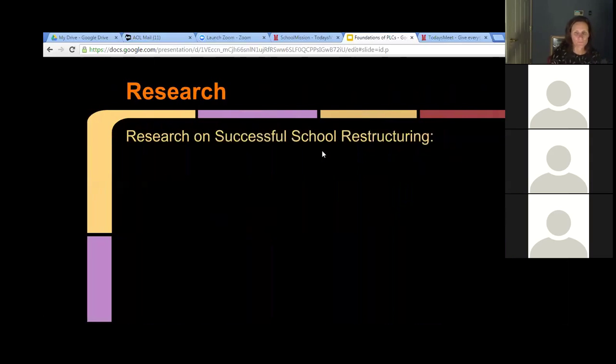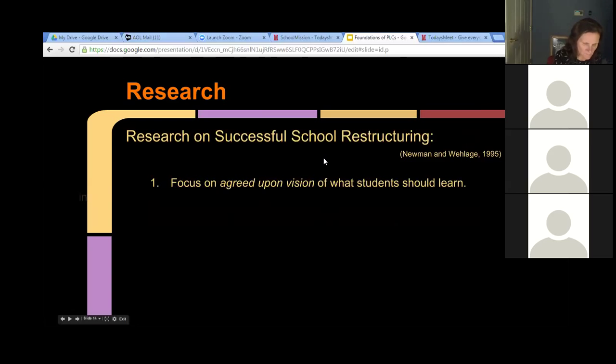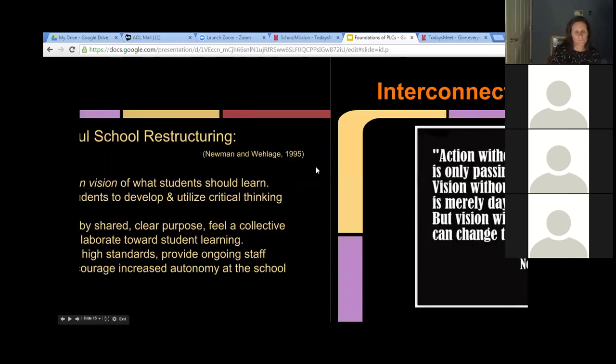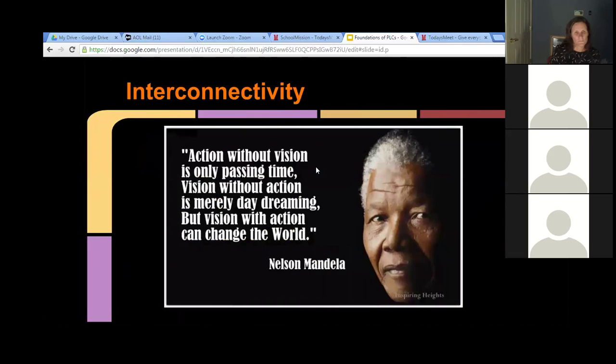And we have one more on research on successful school restructuring again. Let me move through this quickly so we can get to how effective vision statements. Let me stop there because I do love this. I love Mandela's quote, and I think this interconnectivity is so important. This action without vision is only passing time. And wanted to just take a minute to think about that.